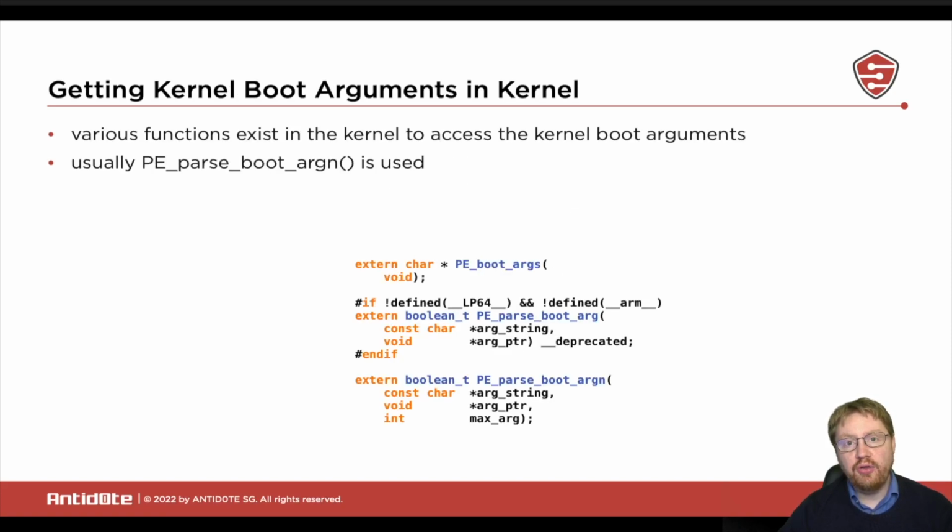So how do you get the boot arguments? In kernel land, they basically usually get retrieved via a certain function that is called pe_pass_boot_argn. The prototype of the function you can see here on the slide, and yes, that is one of the main ways how the kernel or kernel drivers use kernel boot arguments.